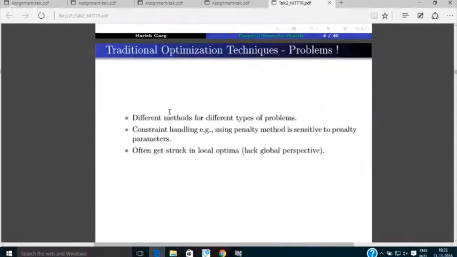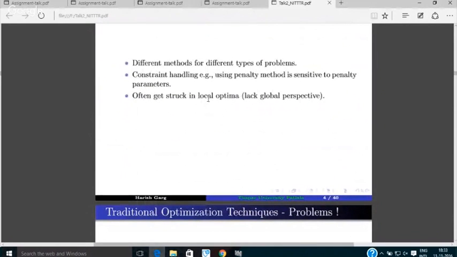Then methods often get stuck in the local optimum. Local optimum means the local solution. If I say x square is my function and x equal to 0 is the minimum point, that is no issue. But if my objective function and the constraints are nonlinear and highly complex, it may happen that my solution gets truncated at a single point. That is called premature convergence.